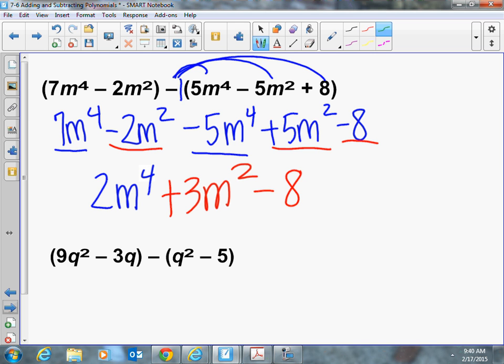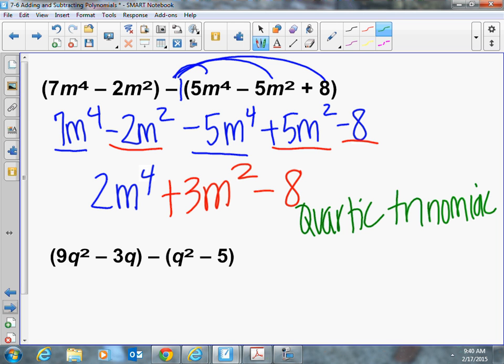Okay, this is a 3-termed trinomial. Okay, now this is a 4th degree. Okay, so what do we call something that is 4th degree? We call that a quartic. Quartic. So this is called a quartic trinomial. Kind of a hard one to remember. Well, maybe not. Quarters, 4 quarters and a dollar, quartic trinomial, leading coefficient of 2.